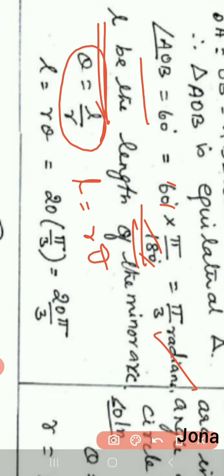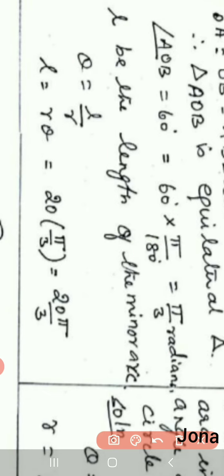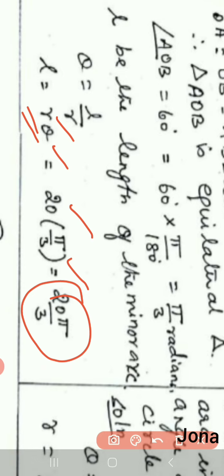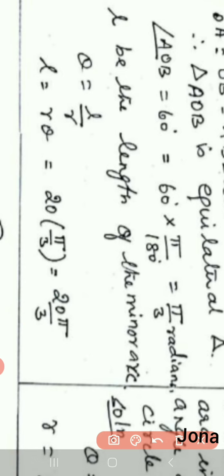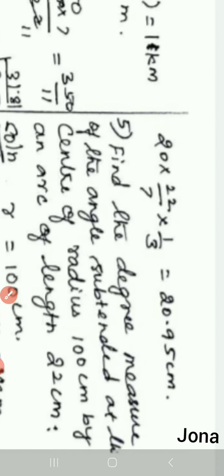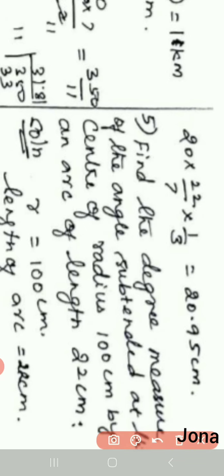So here I want to substitute the values here. Theta is already we found that radians like this. R is also given in the problem. So I can substitute this in the formula. L equal to R theta. R is 20 and theta is pi by 3. So that answer is 20 pi by 3. So the length of the minor arc is 20 pi by 3 here. Okay. So I can substitute the value for this also, that is 22 by 7. So multiply everything and divide, simplify this, we can get the answer 20.95 centimeter.